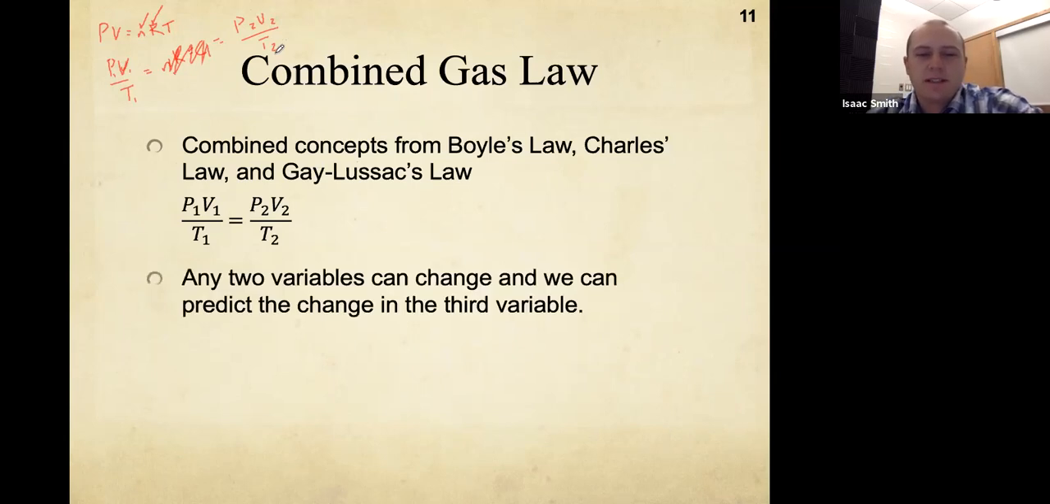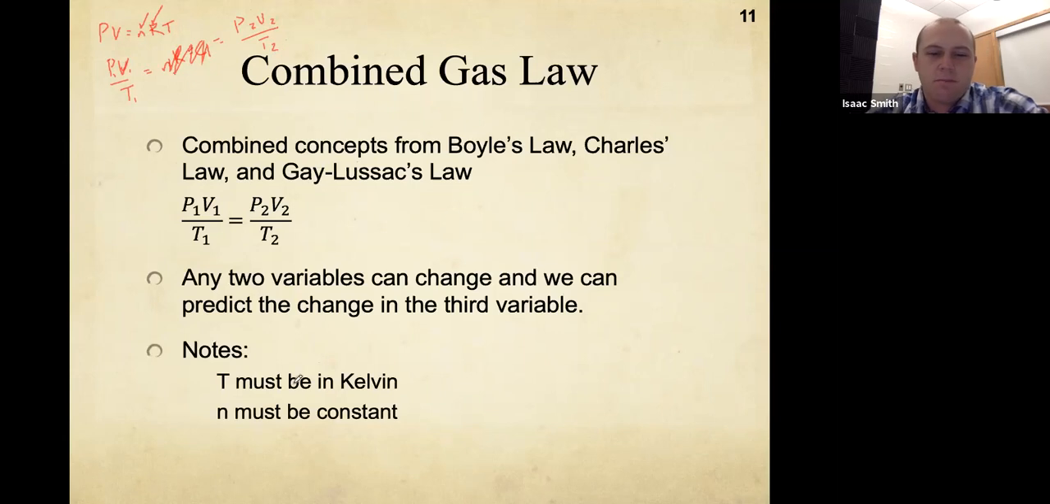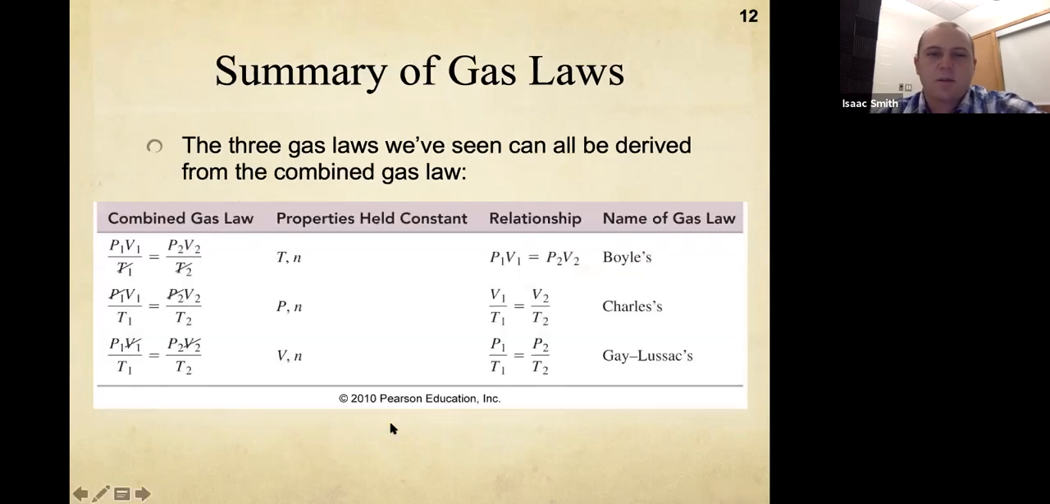So let's see. Yeah, any two variables can change, and we can predict the change in the third variable. So in the last one, only two variables would change, but we'd have information for 3 of the 4 variables in the equation. In this one, we're going to have information for 5 of the 6 variables, and we'll solve for the last one. As always, temperature is in Kelvin and n is constant in these problems.